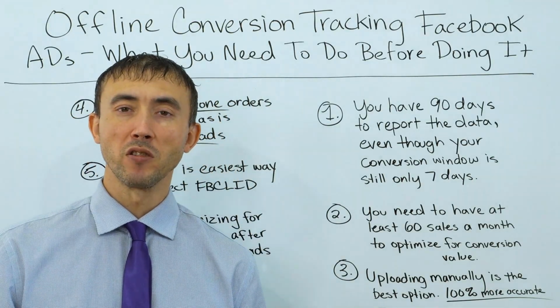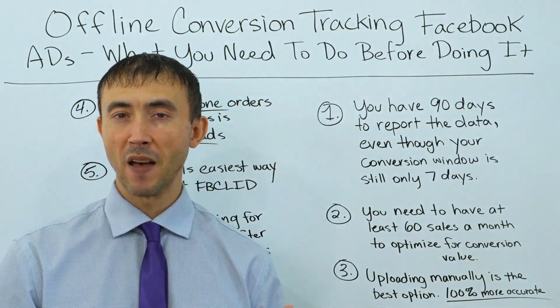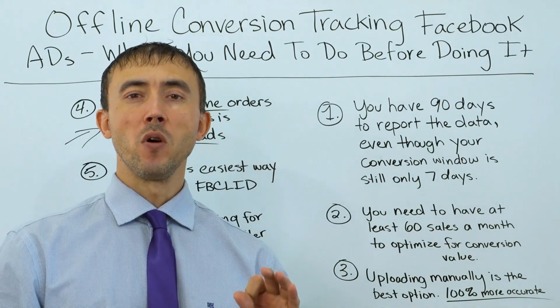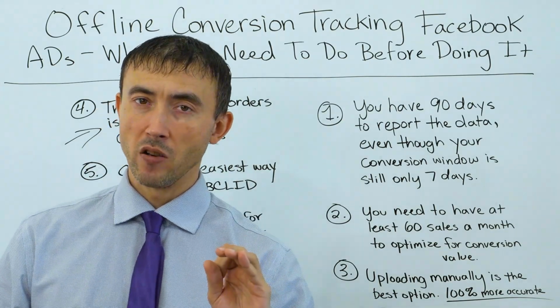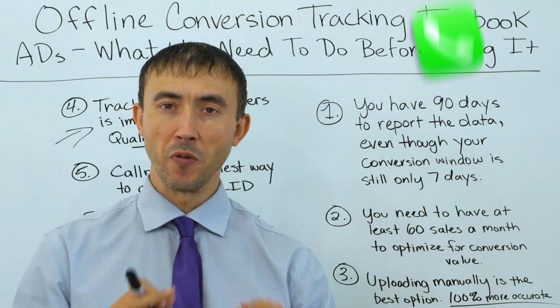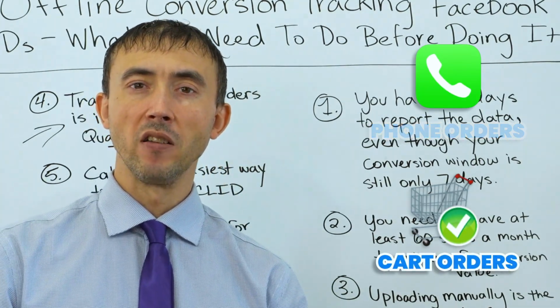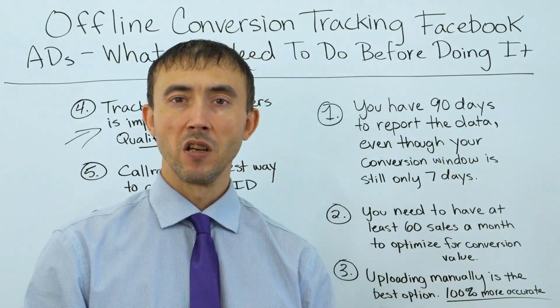You're going to get the most results out of your ads that way because it's done with the highest level of accuracy. The other thing to mention here on the checklist of things that you want to know about in terms of offline conversion tracking for Facebook ads is tracking phone orders is important, as they are qualified leads. So if you are selling a product, you want to track orders that go through the phone, orders that go through the cart as well.